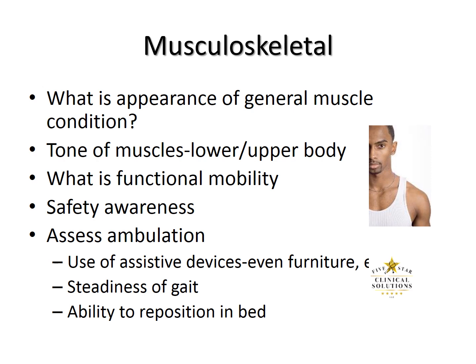What is their safety awareness? Assess their ambulation. Do they use an assistive device? An assistive device may not be just a walker or a cane. Are they using the overbed table, the furniture in the room to be able to make sure that they're steady and able? What's the steadiness of their gait? Do they have the ability to reposition in bed?